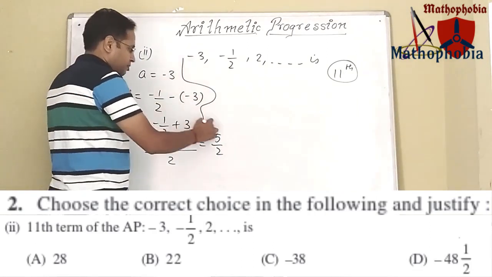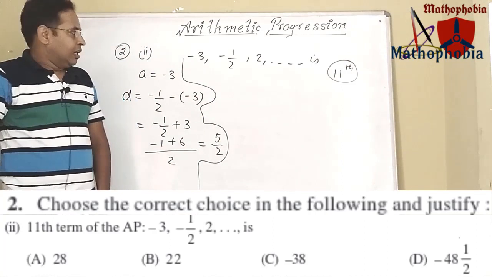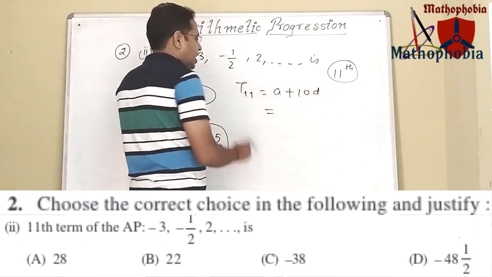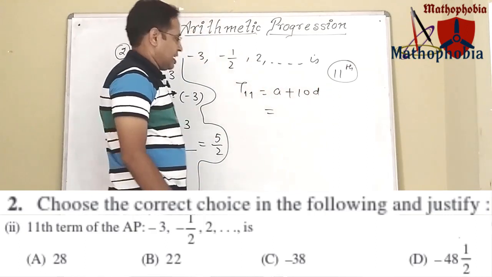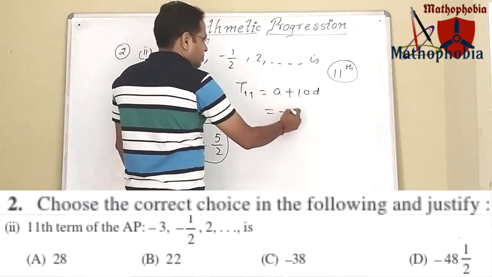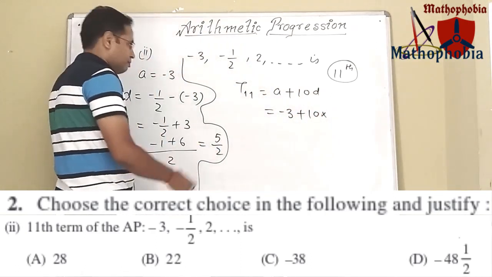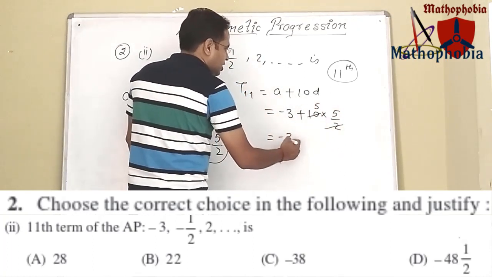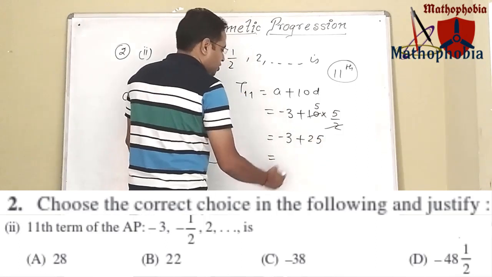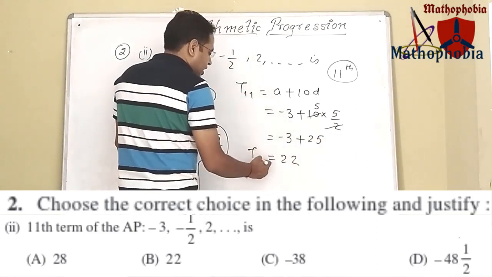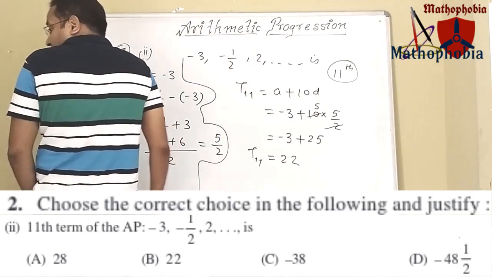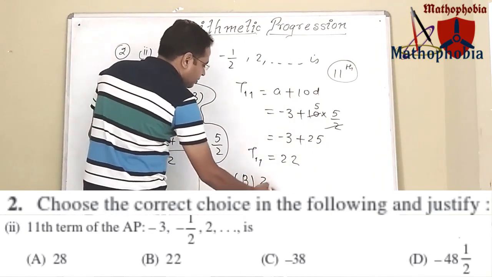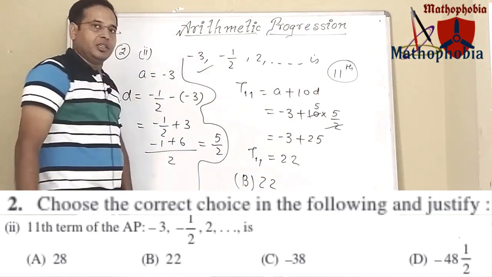Okay, so we have got the first term and also the common difference. Let's find out its 11th term. T11 equals a plus 10d, that is 11 minus 1 into d. 11 minus 1 is 10. Okay, a is minus 3. Chalo rakhte hain, minus 3 plus 10, and the value of d is 5 by 2. 2 5s are 10. Minus 3 plus 5 5s are 25. How much you will get? You will get 22. Therefore, the 11th term of this AP is 22. Let's check the options. So option number B is correct. It is given 22.